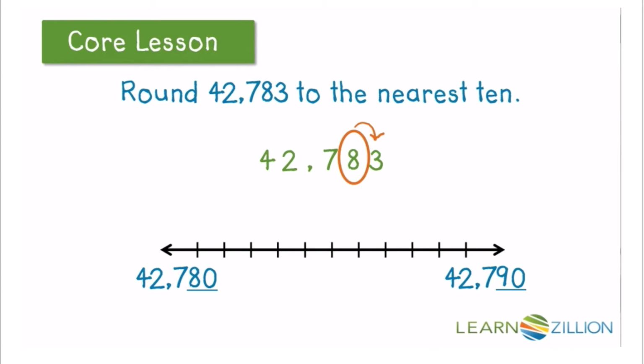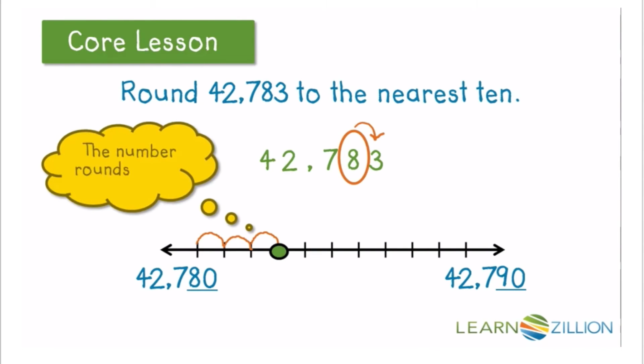42,790. The number next door is in the ones, so that helps us know that the increments on our number line mean we will count by ones. 1, 2, 3. 42,783 would go about here. This number is closest to 42,780 and would round down. And it's also below the midpoint.